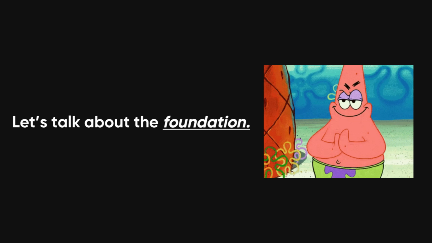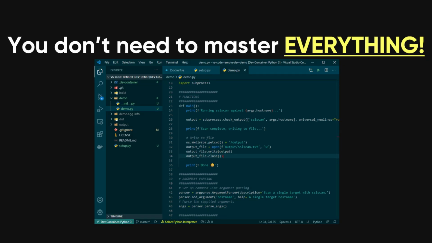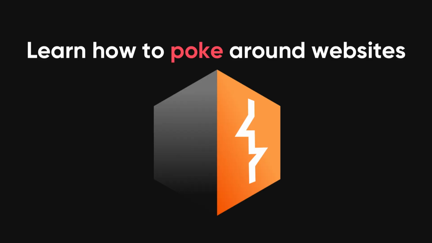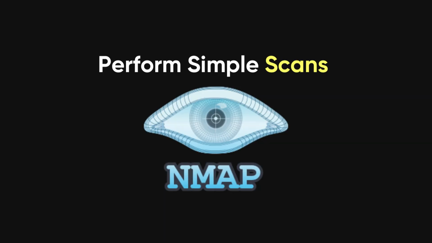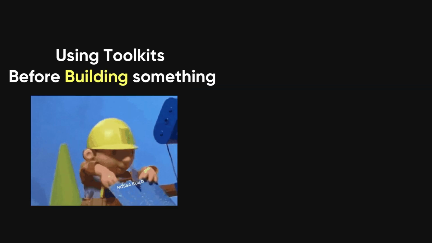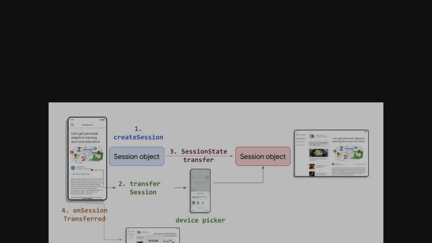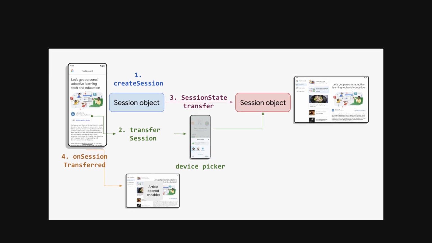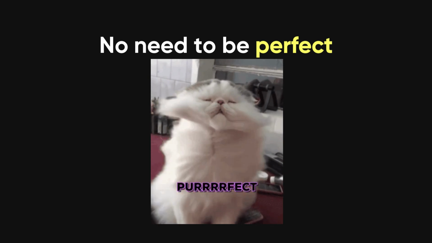Before we dive into the nitty-gritty, let's talk about the foundation. You don't need to master every hacking tool or vulnerability before you start bug bounty hunting, but you do need the basics. Learn how to poke around websites using tools like Burp Suite, test parameters to see if you can change or remove them, and perform simple scans with tools like Nmap. Think of this as learning to use a basic toolkit before attempting to build something. For example, understanding how an application processes inputs or handles session data can be your first clue. These skills don't need to be perfect, you just need to know enough to get started.